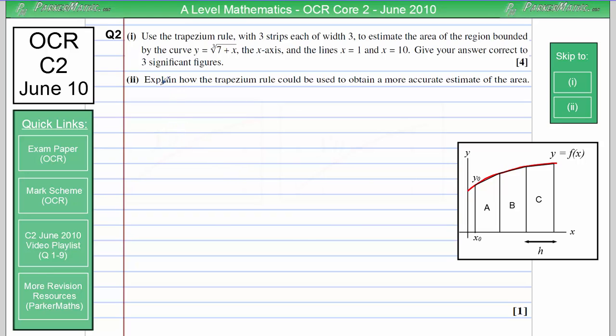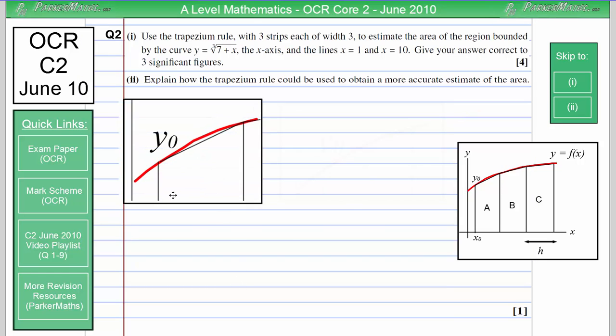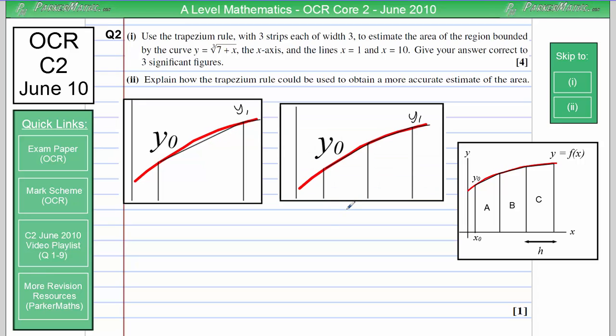In part 2, it says, explain how the trapezium rule could be used to obtain a more accurate estimate of the area. Well, what we originally had was something like this, where between y0 and y1, we've got this trapezium here, and hopefully you can see underneath the curve there's this little bit of area here in between the top of the trapezium and the curve, which we're not going to count. So our area is actually an underestimate for this one.